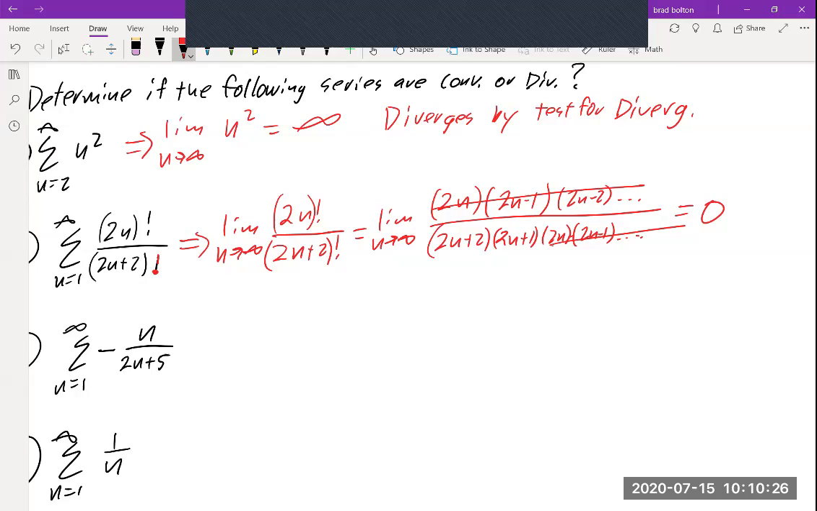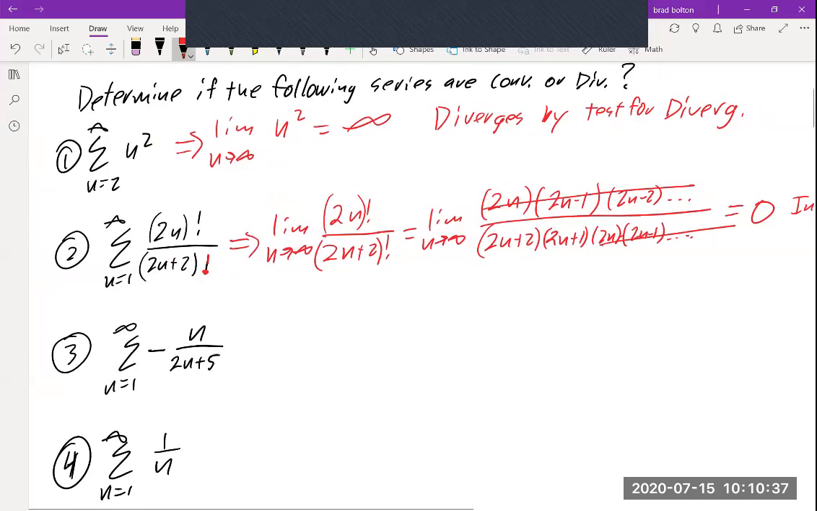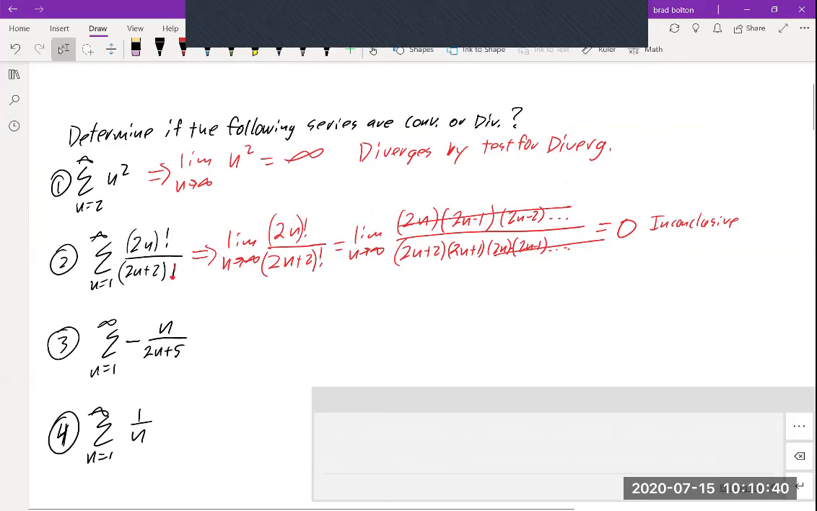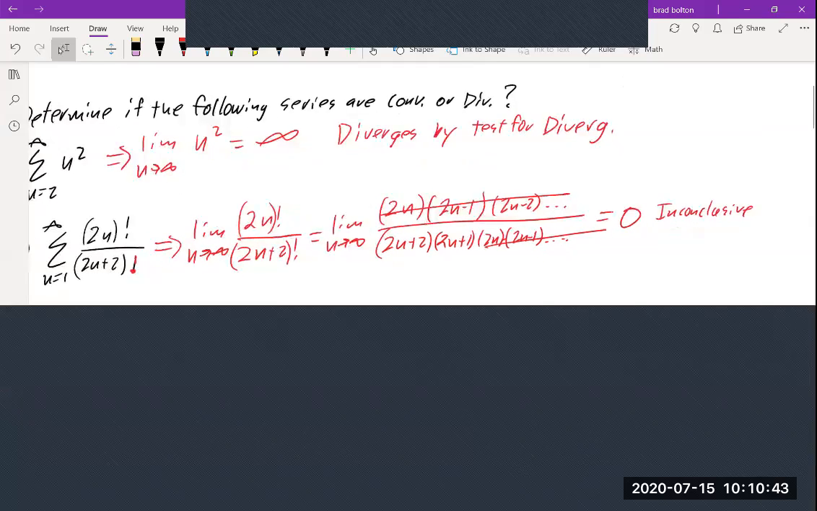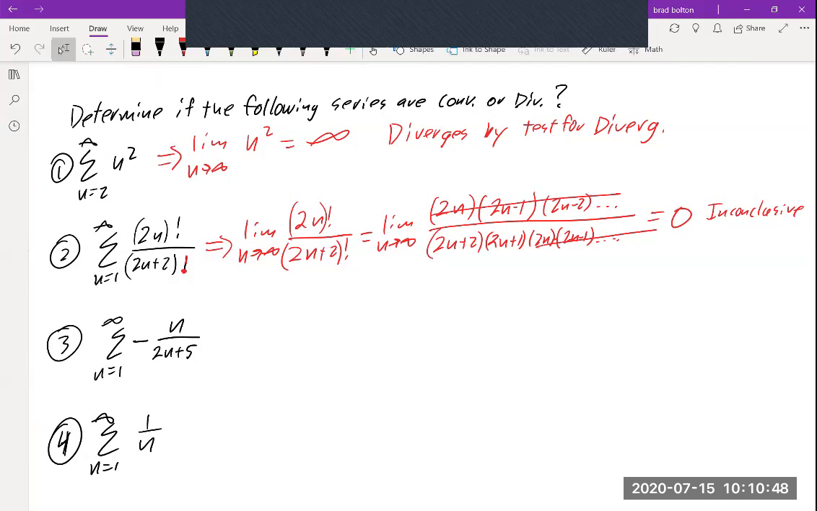0. So this is inconclusive. Basically meaning we have to look at this a little bit further, right? Because remember, what we're saying is that this series, the sequence that builds it does converge to 0. The sequence converges to 0, but that doesn't tell us anything about the series per se. The series may still converge, or it may also diverge. We don't know. So whenever you get 0, that means you cannot use the test for divergence.